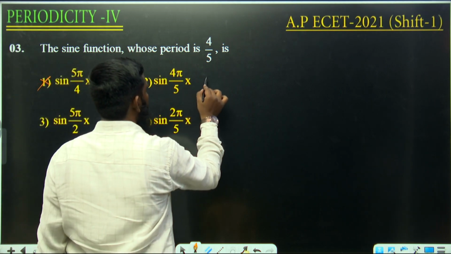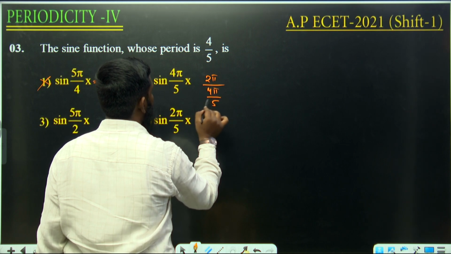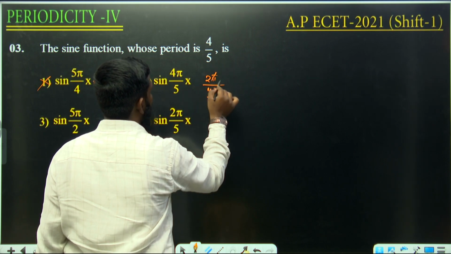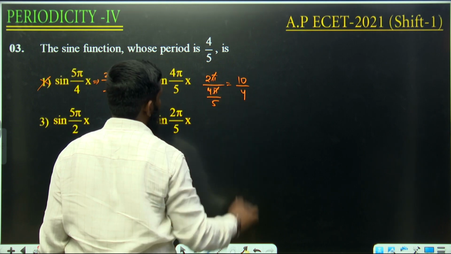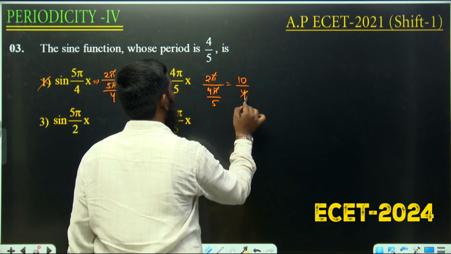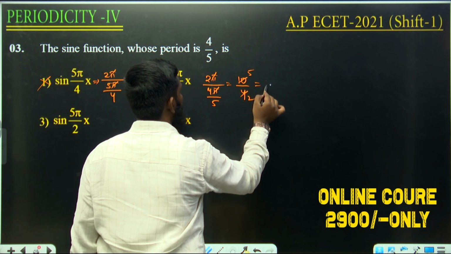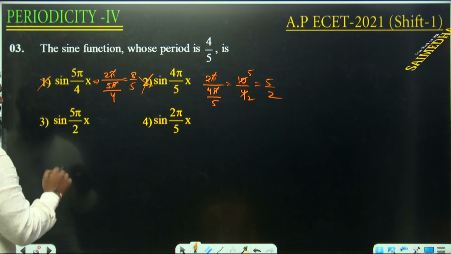Next over here, so 2 pi divided by 4 pi by 5. Pi gets cancelled, 5 goes to the numerator, 5 2s are 10. 10 divided by 4. 10 by 4, what can we do now? 2 2s are 4, 2 5s are 10. So what is the answer? 5 by 2. The second option is also wrong. Okay, now let us go with the next question over here.